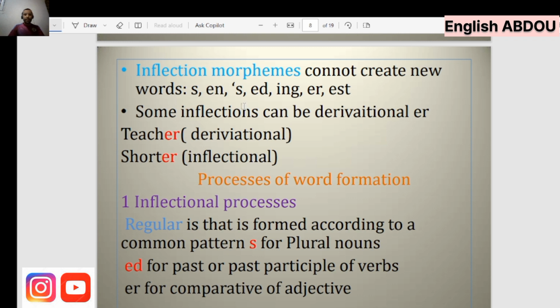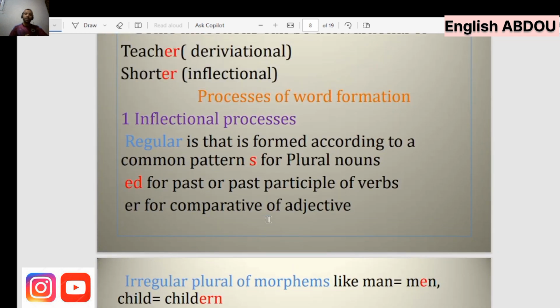Okay, some inflections can be derivational too, like er. So here, like teacher, we add er, it looks inflectional, but it changes the category of the word. So teach is a verb, now it becomes a noun. While short is an adjective, shorter remains an adjective. That's why you have to be careful when you try to divide the word. So here we have processes, and this is what is important, and you will find these processes in the exam.